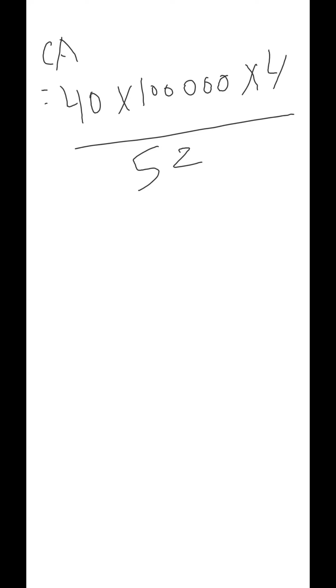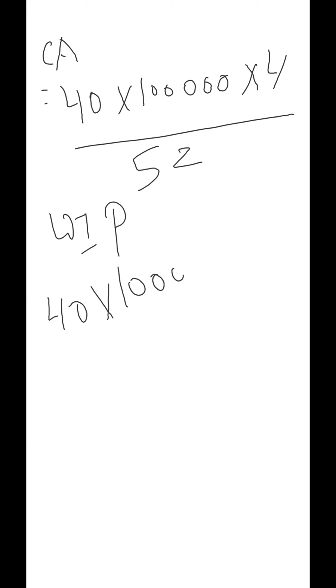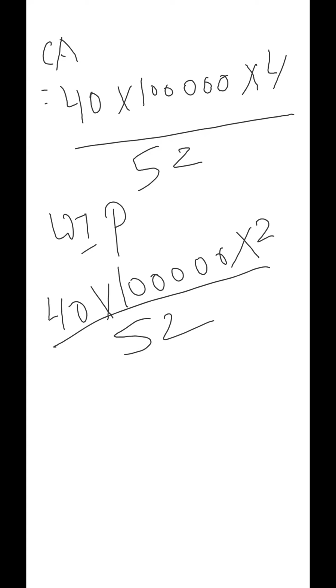Fine. Now we'll move to the next, that is the work in progress. How do you do that for the work in progress? We'll start with the raw material. Raw material, how much is it? 40. The total number of units is 1 lakh. Work in progress is on average 2 weeks. That is 2 divided by 52. So this way you have to calculate for the material.